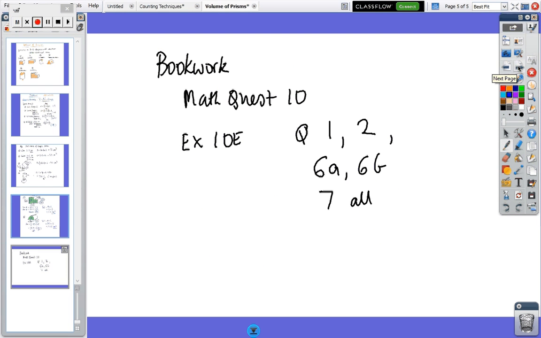Okay, so in the bookwork, Maths Quest 10, exercise 10E, just have a go at those questions. They're the ones that have constant cross-section. Don't worry about any of the other ones in that exercise that don't have it, because that's the 10A content. Okay, thanks. Bye.